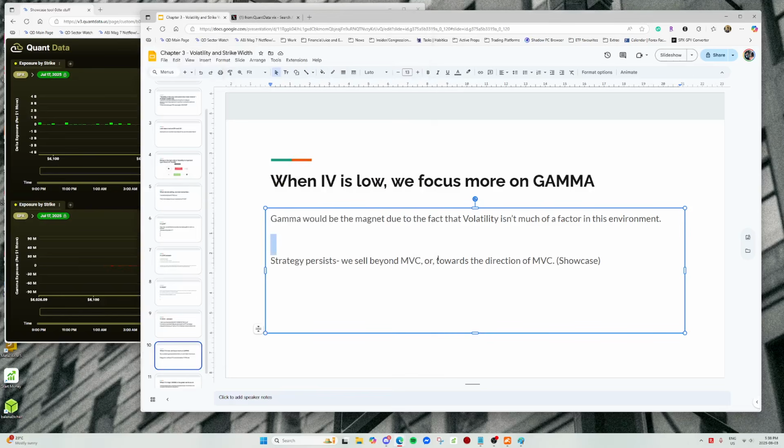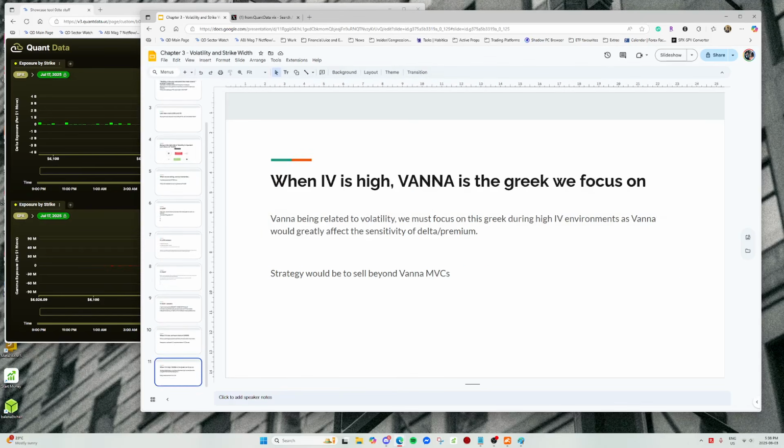So we're going to go further now to this one. When IV is high, Vanna is the Greek we should be focusing on because Vanna is directly related to volatility. We must focus on this Greek during high IV environments as Vanna would greatly affect the sensitivity of delta, therefore the premium. So the strategy for this day is going to change a little bit. We should be selling beyond the Vanna points because, of course, it is the most sensitive during IV, because IV weighs it a lot more.